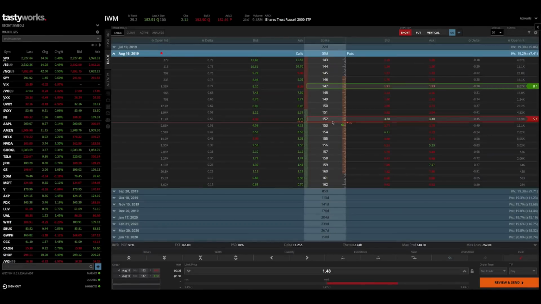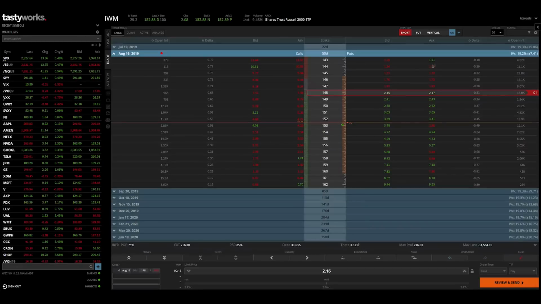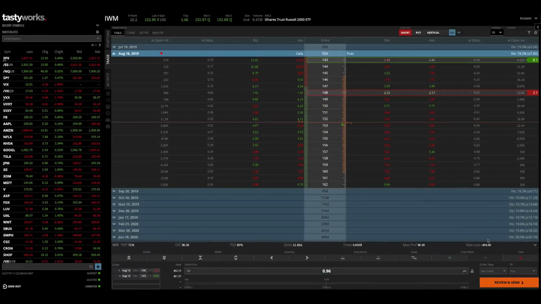The second way to trade a credit spread would be to sell an even further out of the money spread. In this case, let's say I wanted to sell the 148 put option and buy the 143 put option. This is still a $5 wide put credit spread, but since this is further out of the money and therefore has a higher probability of making money, the profit potential is going to be less than the lower probability spread, and the maximum loss potential is going to be even greater.